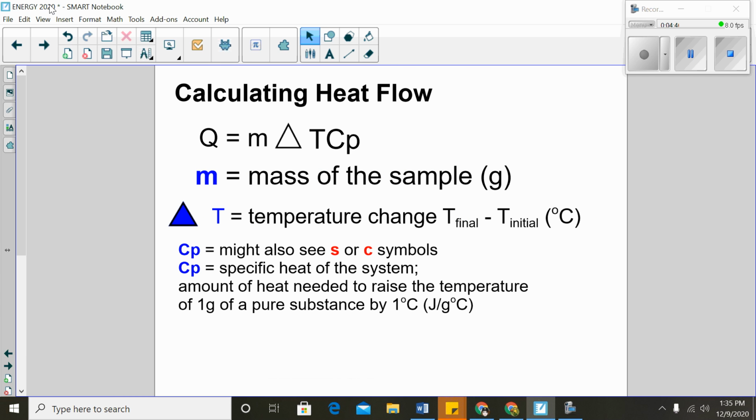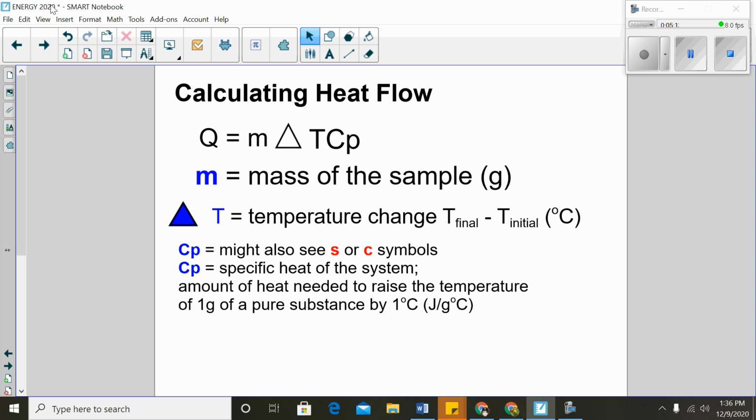We will also be calculating heat flow, and we will use this equation, which is quite new for you, so let's break down the parts. So it's Q, which is heat flow, equals m, which is referencing mass. So m probably sounds familiar, like from density and so forth. That's the mass of a sample, usually in grams. Now that triangle is actually the Greek letter delta.